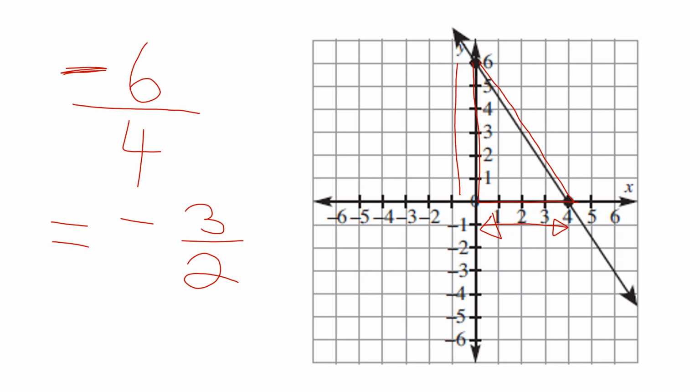Whichever way we want to write it, I will tend to stick with the improper fraction because it does make it easier to see what's happening with our gradient and to do our calculations.